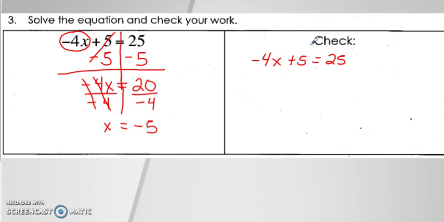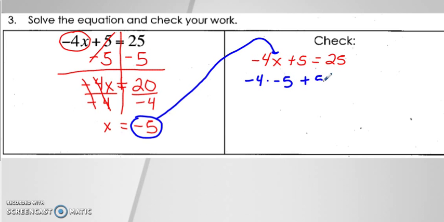I am going to replace the x with the answer that we just got for x. So that's going to replace in there. I have negative 4 times x, but x is negative 5. So I'm going to take negative 4 times negative 5 plus 5. And we want to see, is that equal to 25?